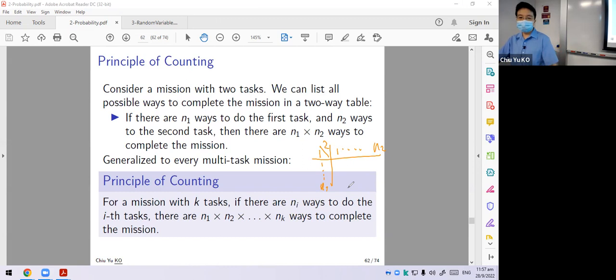To give you something more concrete, let's talk about the generalized version first. If there are k different tasks, and the i-th task has ni ways to do it, how many different ways are there to do it all? You just multiply them together. It is a very simple thing, there's nothing new. You have learned it in high school or even elementary school. That's how you learn multiplication, that's how you do counting. That's the principle of counting.